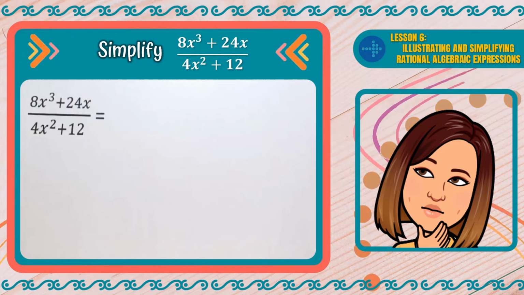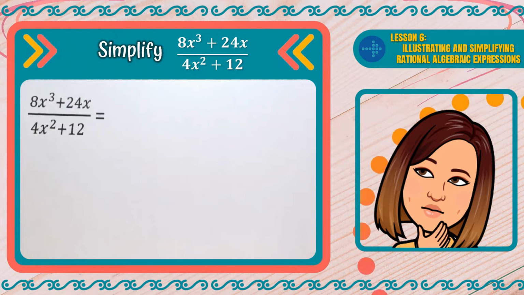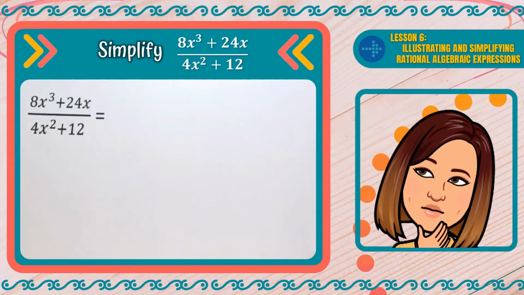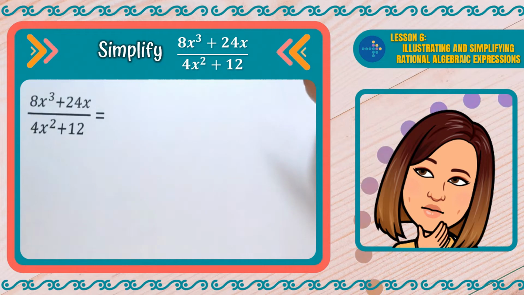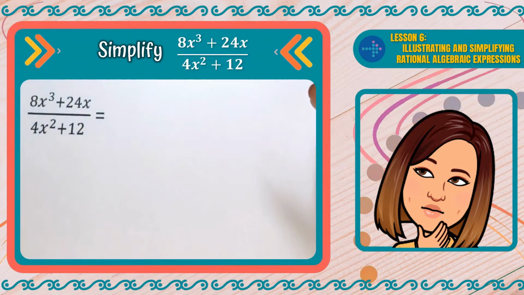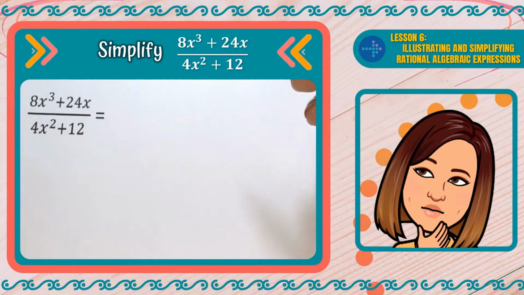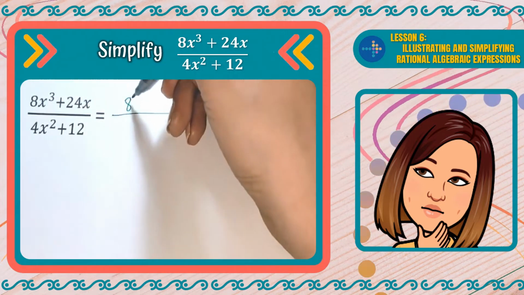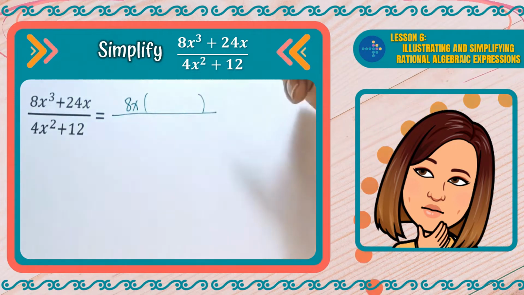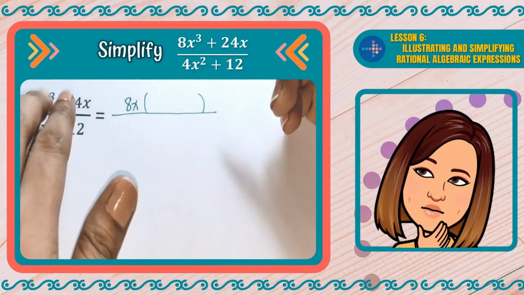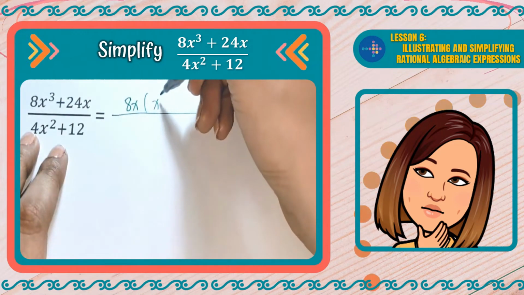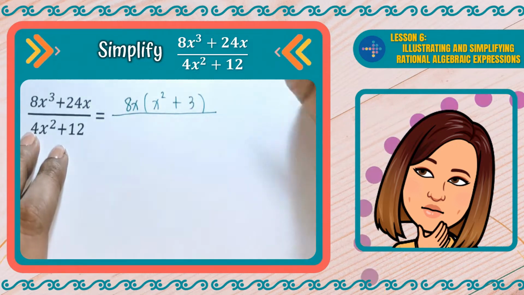The given is 8x cubed plus 24x over 4x squared plus 12. So factor the numerator and the denominator. The numerator is 8x cubed plus 24x, and it is factorable by greatest common factor. The greatest common factor is 8x. To find the other factor, we need to divide the whole polynomial by 8x. So the answer is x squared plus 3.